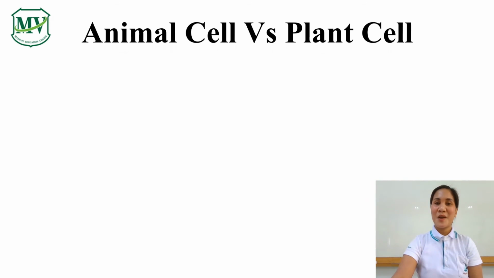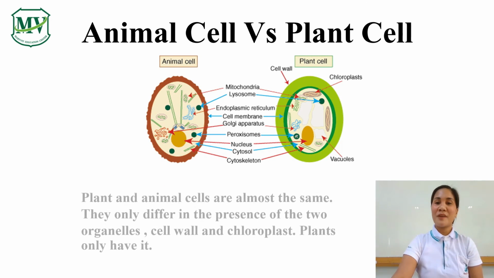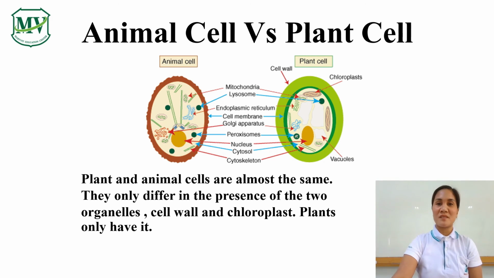Alright students, always remember that animal cell and plant cell are almost the same. They only differ in the presence of the two organelles, cell wall and chloroplast. Plants only have it, animals don't have.